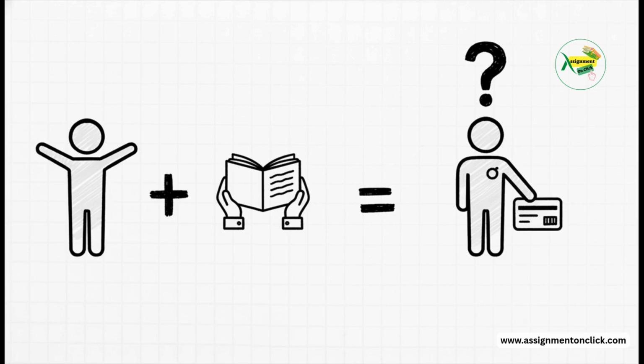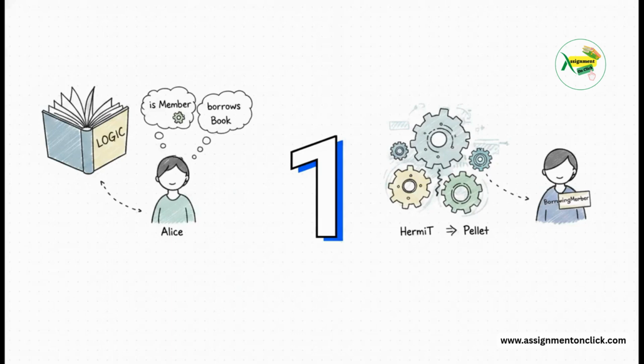Notice, we're just setting the rule here. We haven't manually gone in and labeled anyone as a borrowing member yet. So watch what happens next. When we fire up the HermiT or Pellet reasoner, which are built right into the software, by the way, it looks at this one single rule we just made. It scans through our individuals, sees that Alice is a member, and notices that Alice borrows a book. And then the reasoner automatically infers that Alice fits the description. Without us typing a single extra thing, it just tags her as a borrowing member.